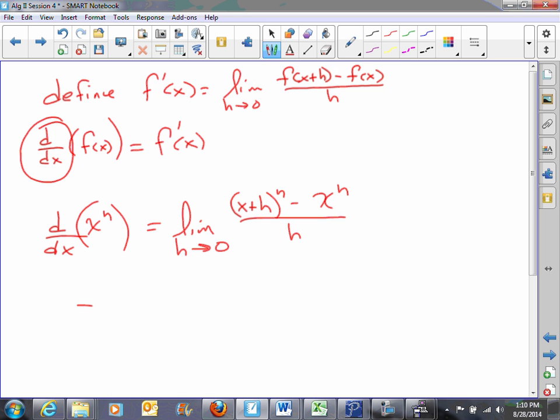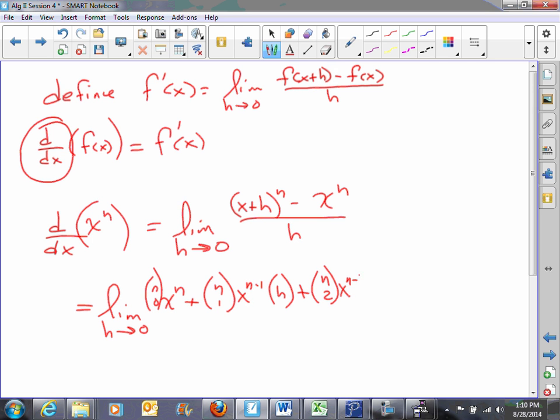So we can say here, this is equal to the limit as h approaches 0 of x to the n plus, actually this is n choose 0, x to the n plus n choose 1, x to the n minus 1 times h to the 1 plus n choose 2, x to the n minus 2 h squared plus so on and so forth up to n choose n x to the 0 h to the n. And then, of course, we have minus x to the n, and this is all over h.